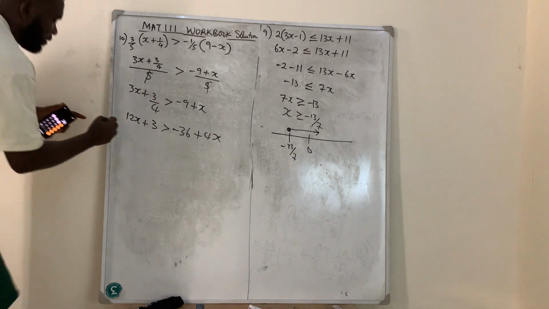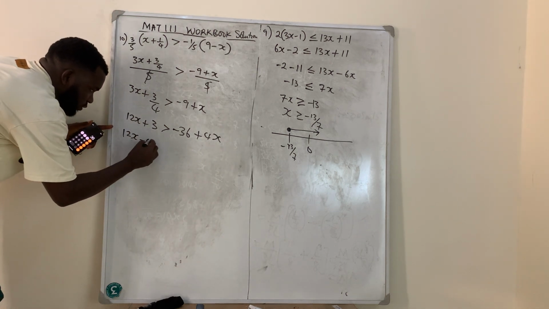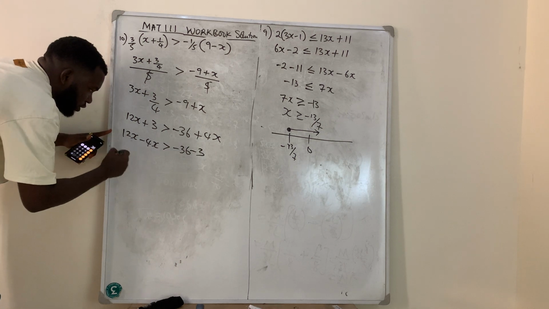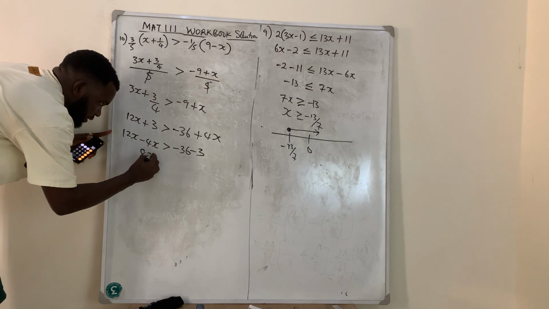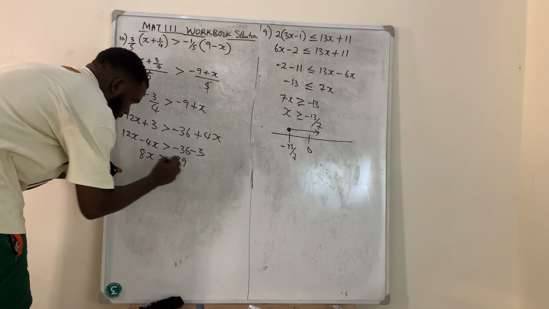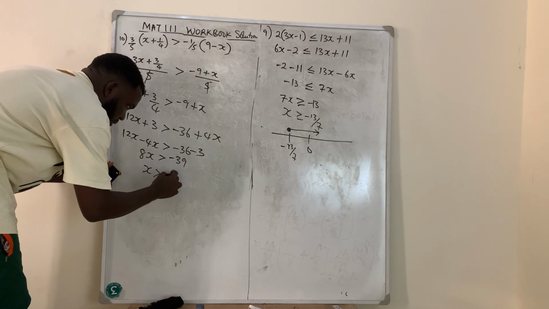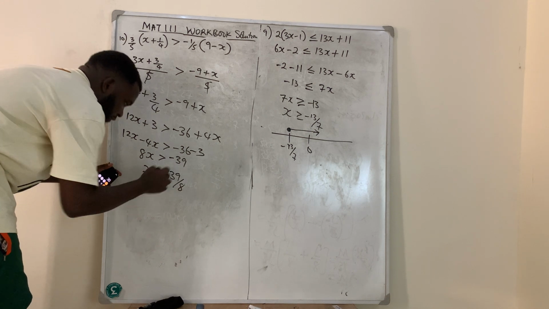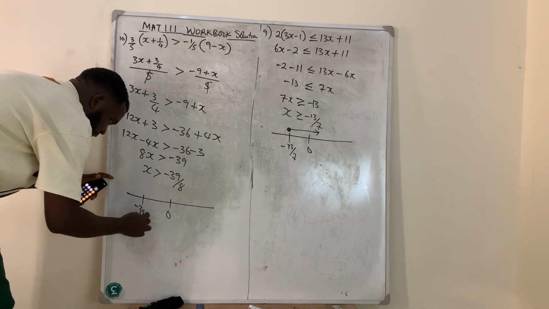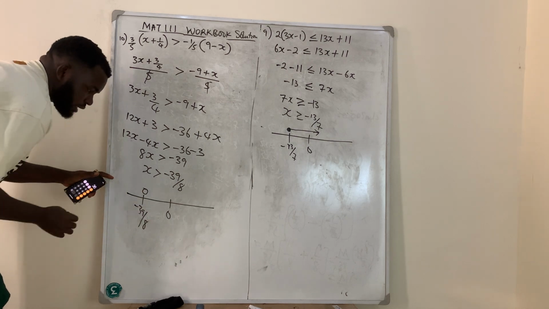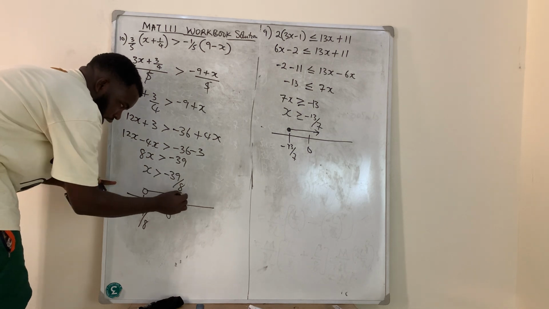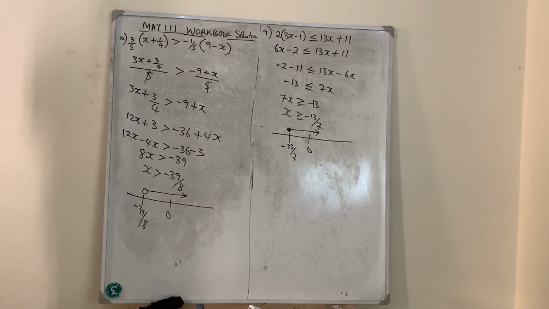So collect like terms to have that 12x minus 4x is greater than minus 36 minus 3. So this will give me 8x is greater than minus 39. So my x is now greater than minus 39 over 8. If I want to draw it, I'll say that here is my 0, here is my minus 39 over 8. I will now draw a circle that is not shaded. This arrow is pointing this way, so I am moving this way. So that is that for that.